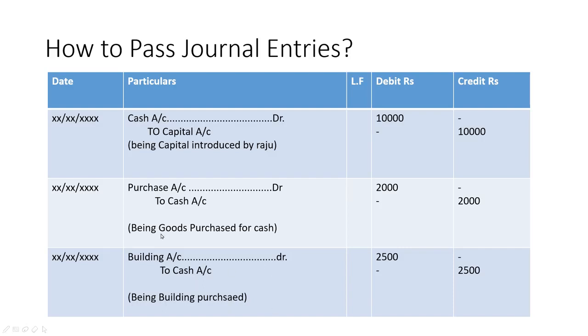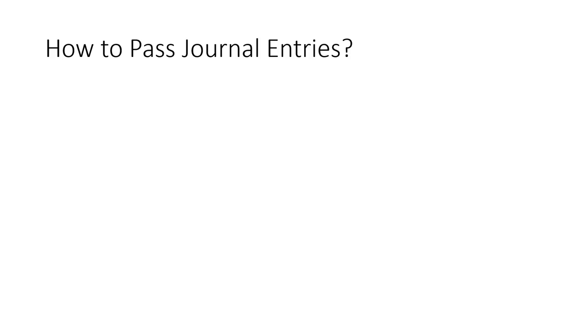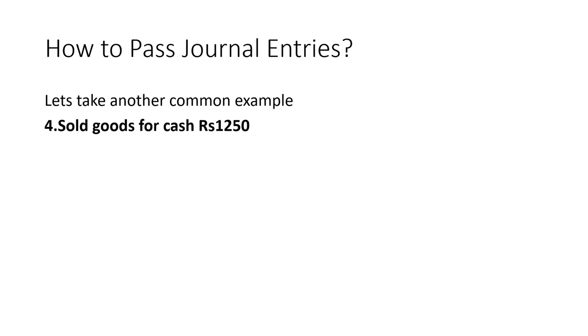Okay, now in the second entry you see purchase stock. It was also something like an asset, but since we buy it to sell it, we write it in purchase. But a building, we don't buy it to sell it, we buy it to keep it, so that our business will grow. It will have more assets, more space to produce, more space for office and all. Okay, let's try another example.